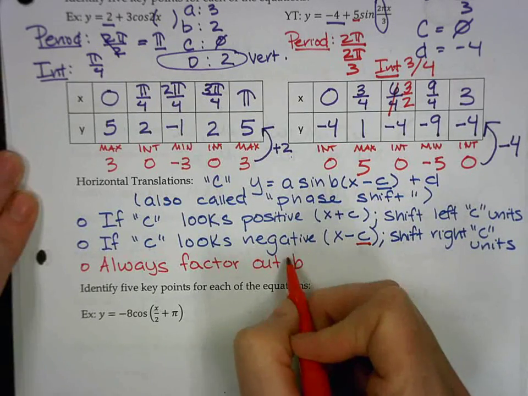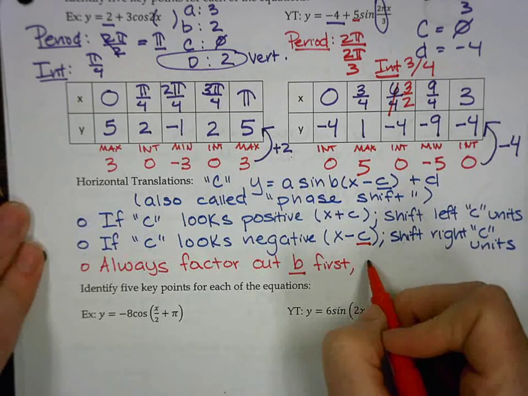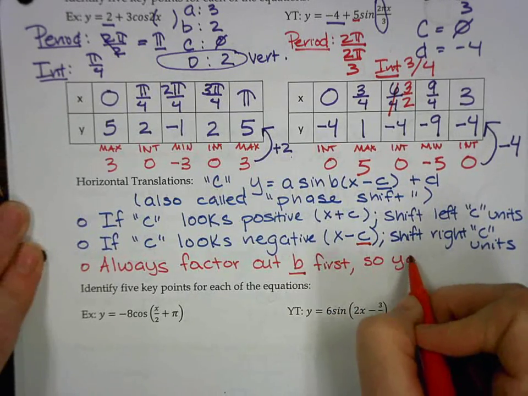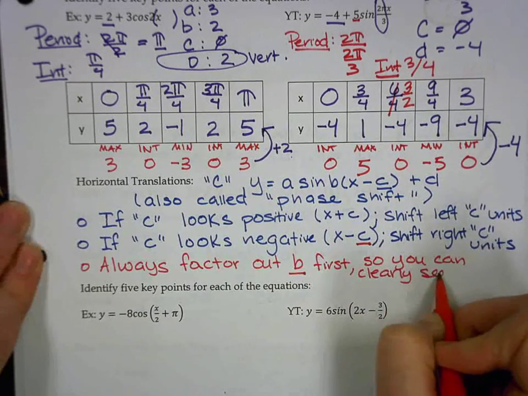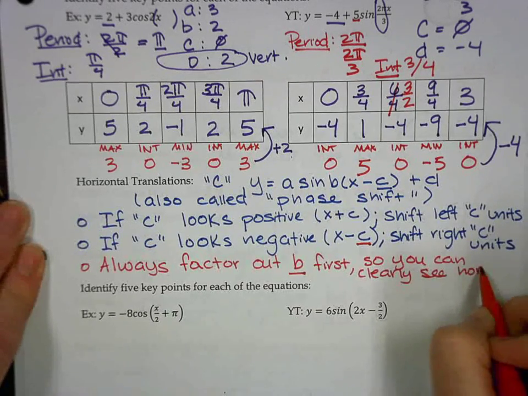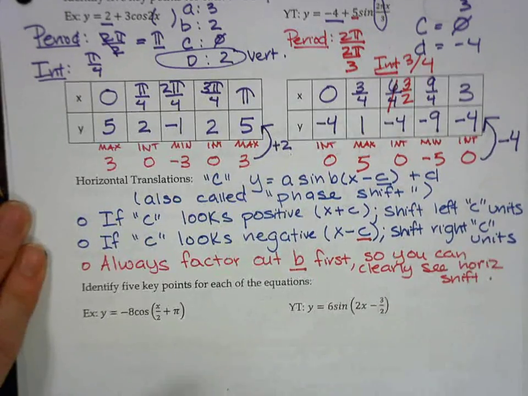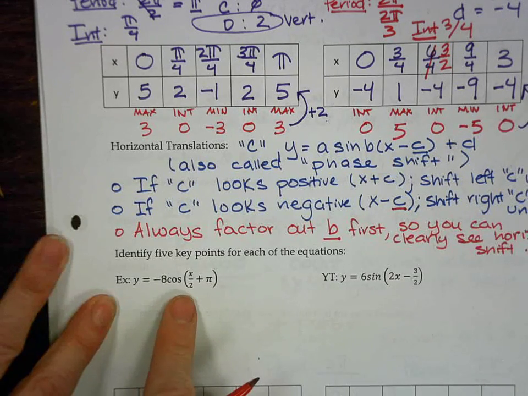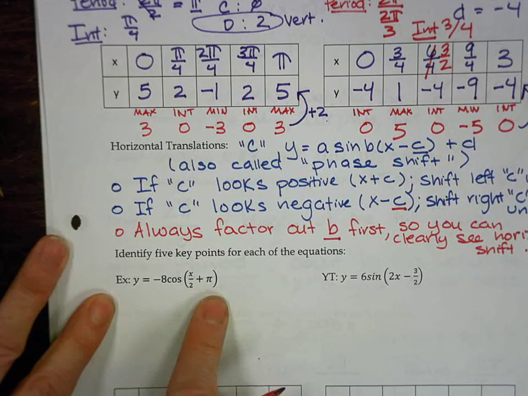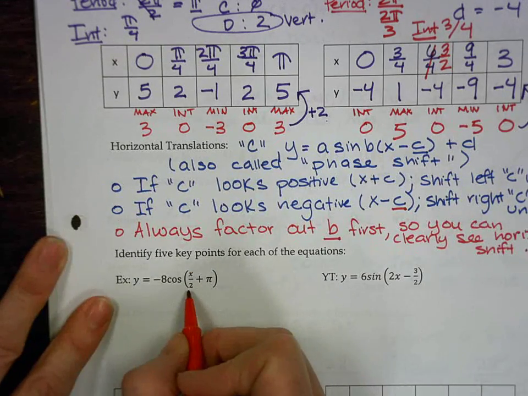Okay? Now, one other thing to note is always factor out the B value first, so you can clearly see the horizontal shift. Let me show you what I mean by that. Let's look at this equation right here. I need to factor out the B value from this. This has a horizontal shift, but I can't say that the shift is pi because it's not. Watch.